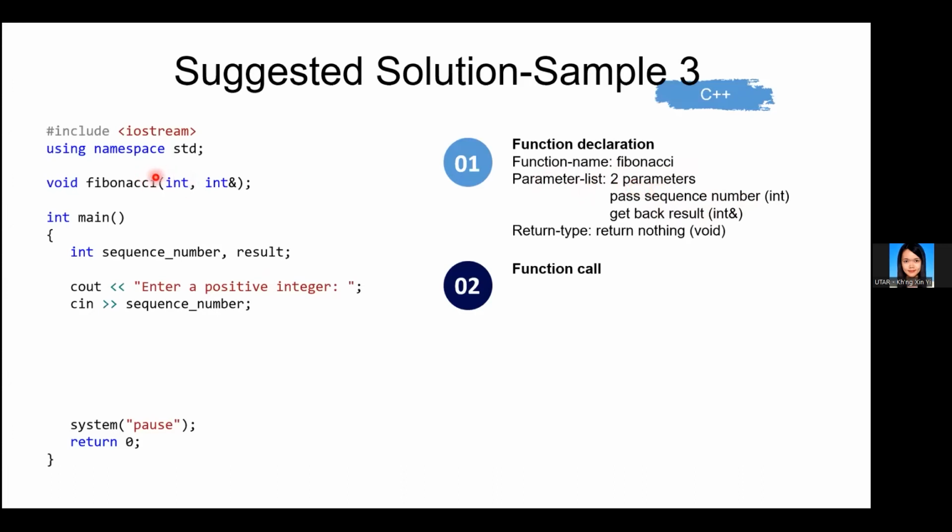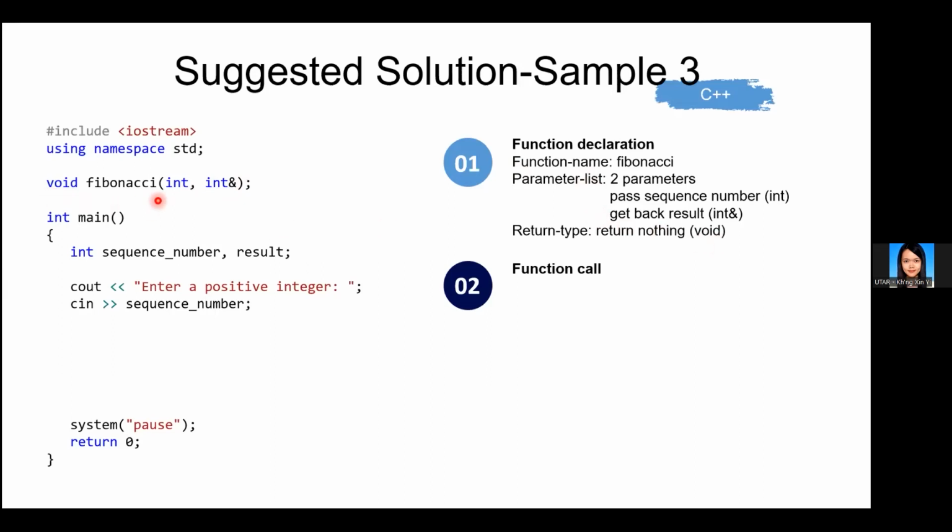The first one, integer, is used to pass down the sequence number to the function. But for the second case here, the integer ampersand is used. Remember, for the reference parameter ampersand, we can get back the updated value. I want to get back the result using this reference parameter. The function is not going to return anything using the return statement, so I just use void as the return type.